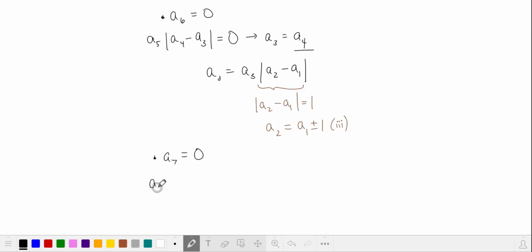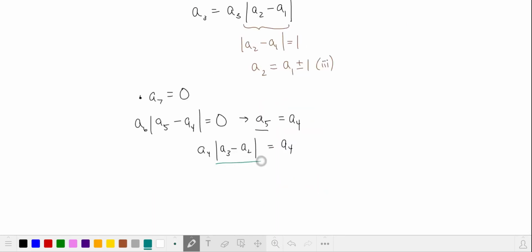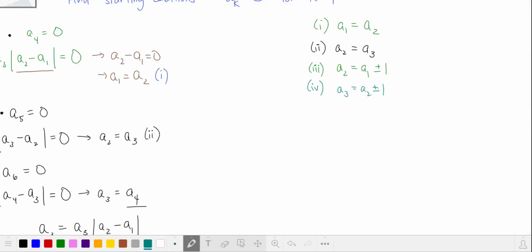When that's equal to 0, we have this expression equal to 0 again, which gives us a5 equals a4. And substituting for a5, again we have the second factor is equal to 1, which will give us our fourth condition. a3 is a2 plus or minus 1, and we'll add it to our list. And we'll continue with a8.